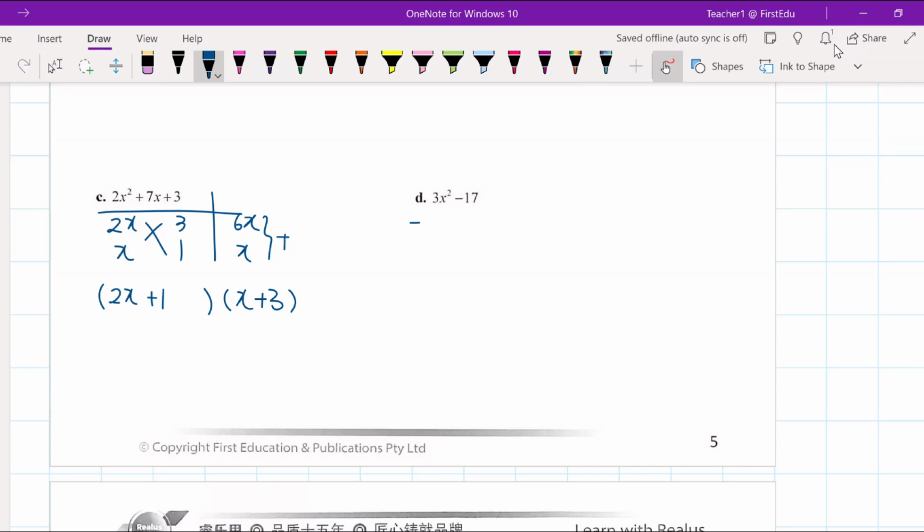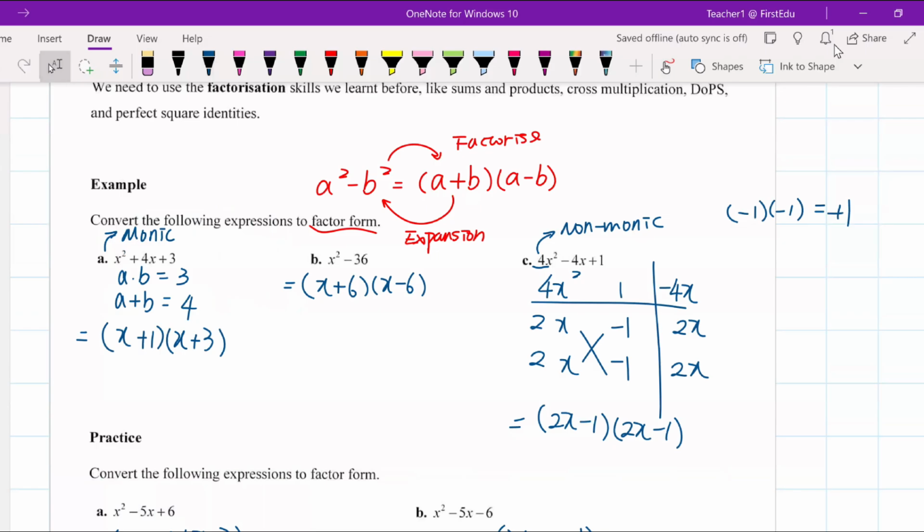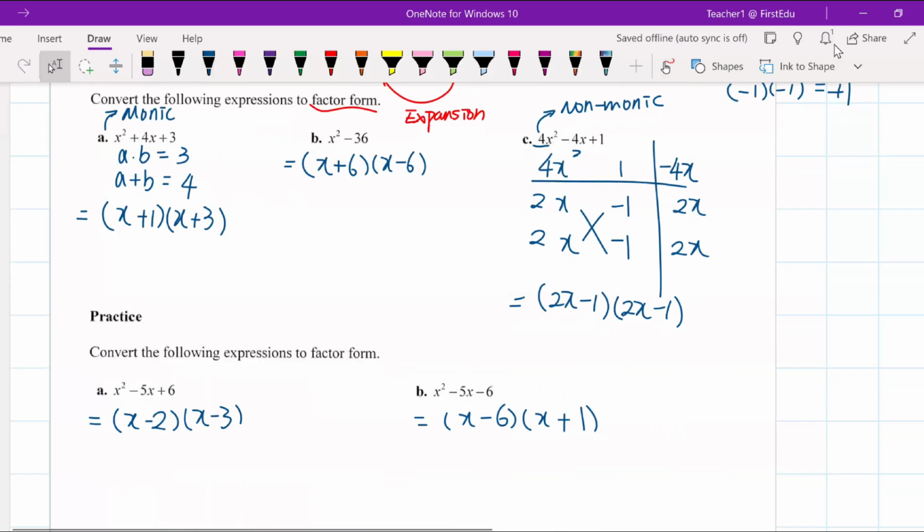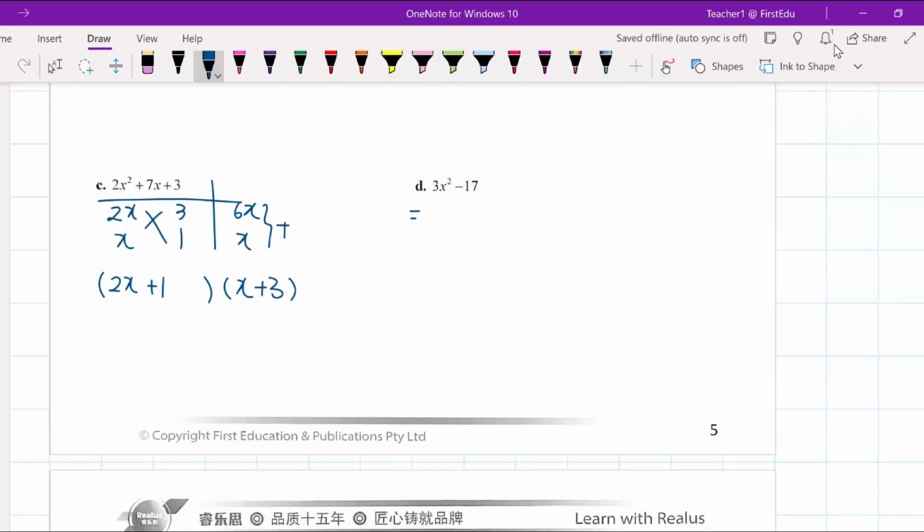Alright, okay, last one. Eva, do you want to have a try? Two terms. What do you think? Not sure. So from above, I mentioned that if you have two terms with a negative sign, we're going to use this, right? So a squared minus b squared. In this case, we are treating 3x squared as our a squared, 17 as our b squared. Okay, so b, this one is very obvious. b is square root of 17.